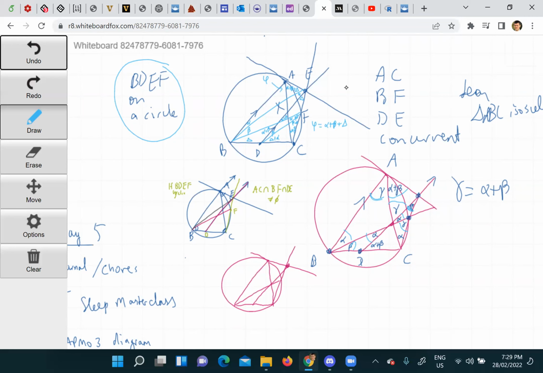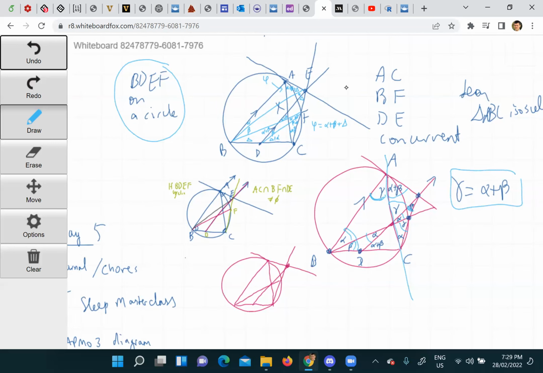So that's where the motivation comes from. For example, now that you know that gamma equals alpha plus beta, you know this is the angle bisector, right? And you also know that this is isosceles. So that's the motivation for why Leon proved it was isosceles and an angle bisector.